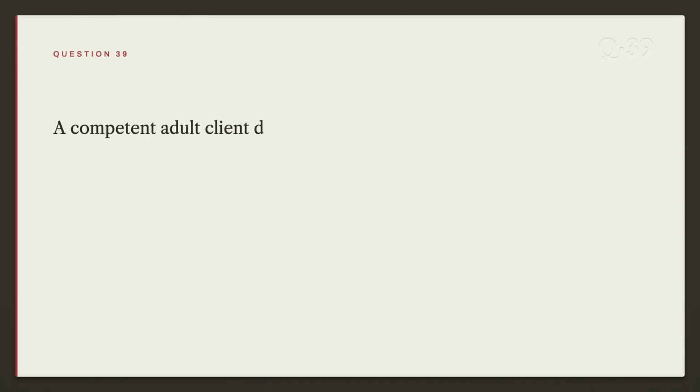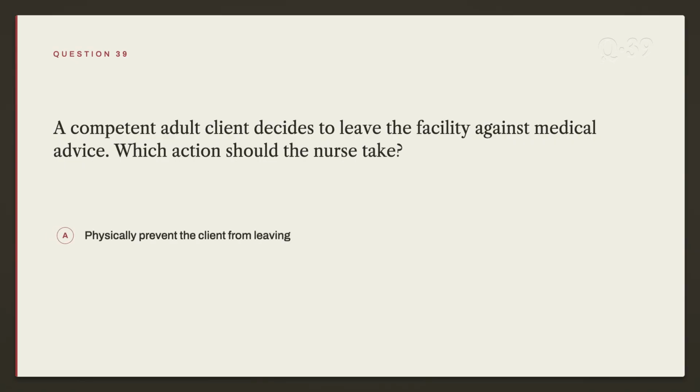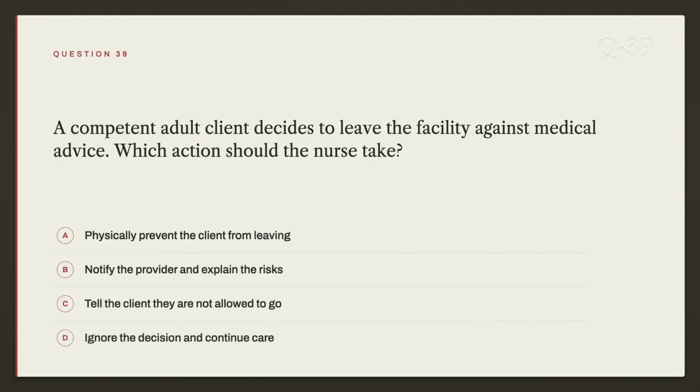Question 39. A competent adult client decides to leave the facility against medical advice. Which action should the nurse take? Your options are: A. Physically prevent the client from leaving. B. Notify the provider and explain the risks. C. Tell the client they are not allowed to go. D. Ignore the decision and continue care. Don't overthink it. Which one feels right?